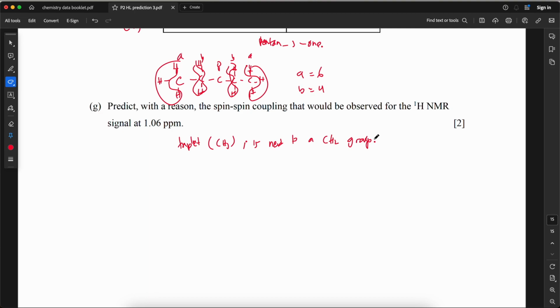Alright, so that's all for the explanation for another example of prediction questions of Paper 2, Higher Level IB Chemistry. Again, these questions are not guaranteed to appear in the exam. Instead, it is highly recommended for you to do these questions because they follow the IB exam style. So you can treat this as a mock exam to check whether you are ready for the exam or not.